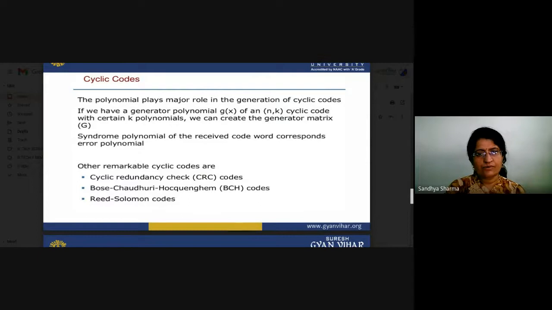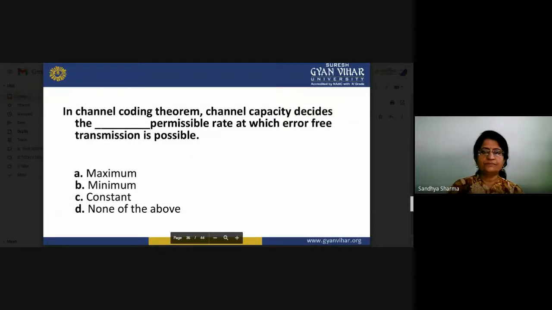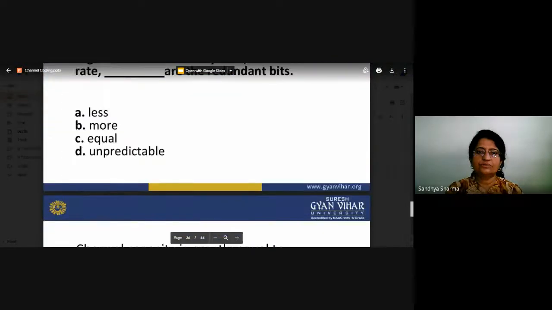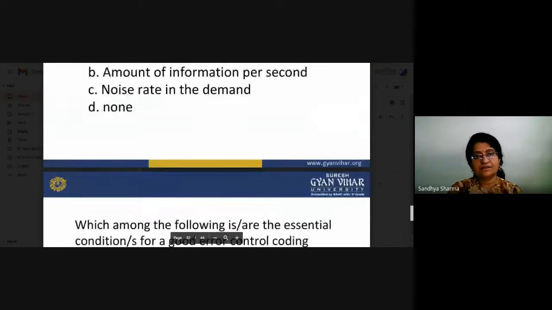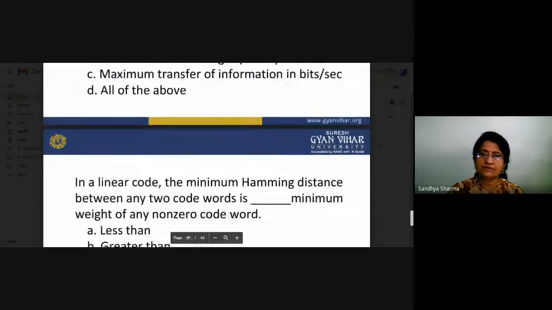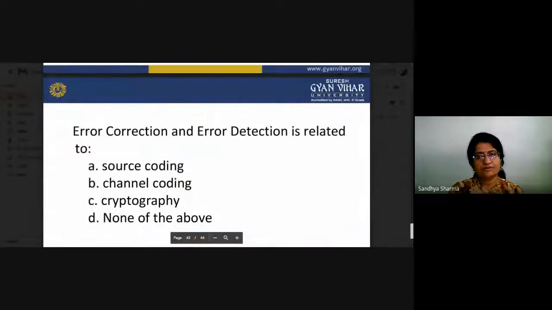Now we will focus on some objective questions based on our channel coding. Channel capacity decides what type of rate. You should go through these lectures, and then you will be more comfortable with these objective questions. We also have to see channel capacity in the lecture on information, from where you can solve this. Which among the following are essential conditions for good error control? What are the basic conditions? Minimum distance of linear block code. All these objective questions you can solve.